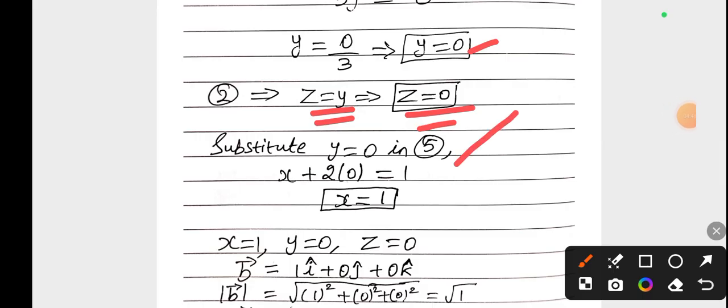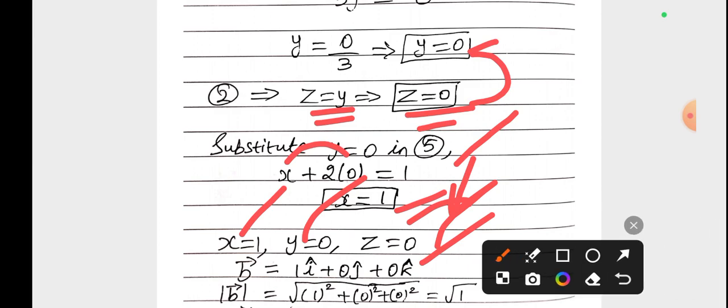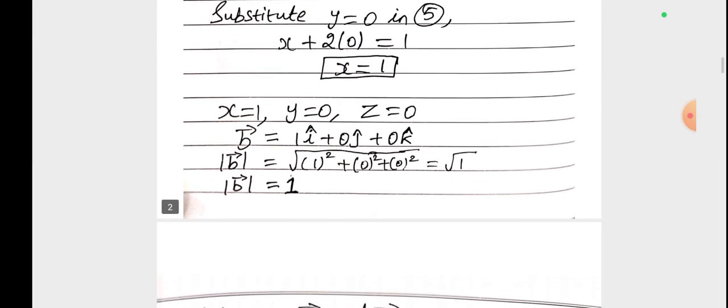Substitute y equal to 0 in equation 5. What do we get? x plus 2 into 0 equal to 1. So x equals 1. y is already 0. Only the x value we get as 1 when substituting in the equation. So x is 1, y is 0, z is 0. Substituting in the b vector, 1 i cap plus 0 j cap plus 0 k cap. Then find the magnitude of b.